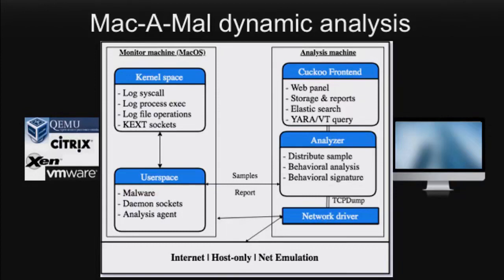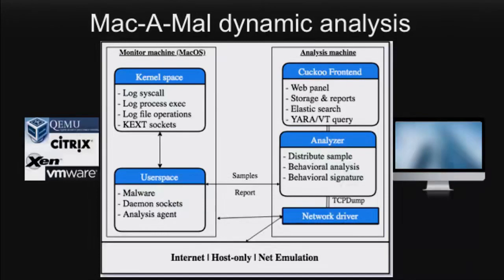multiple monitor machines. In the monitor machine on the left side, the malware basically runs in the user space. In the user space, there's an analysis agent to receive samples from the analysis machine, and it also communicates with the kernel space. In the kernel space, we implemented our kernel space monitor, which can monitor system calls, process execution, file operations, and network activities.